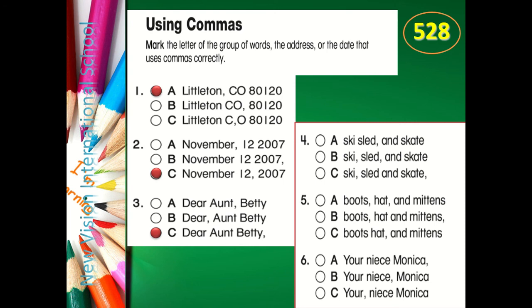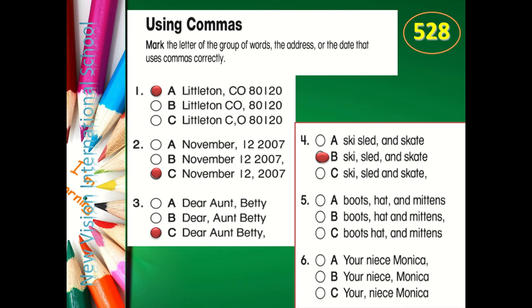Number 4. So we have 3 things here. Ski, sled, and skate. But which one is correct? Is it the letter A, B, or C? Remember, commas are used to separate things in the sentence. So the correct answer is, very good, letter B. We put comma after the word ski and sled. Did you get the answer? Okay, let's move to number 5.